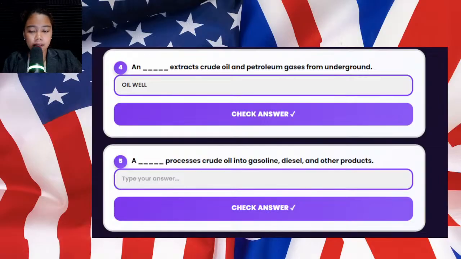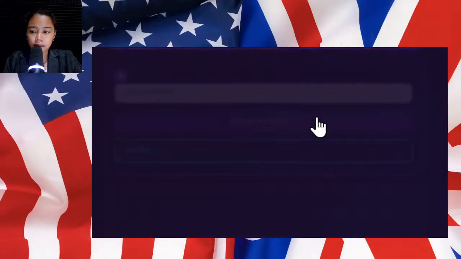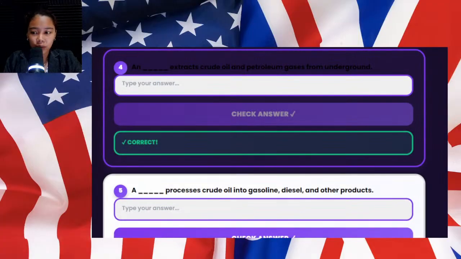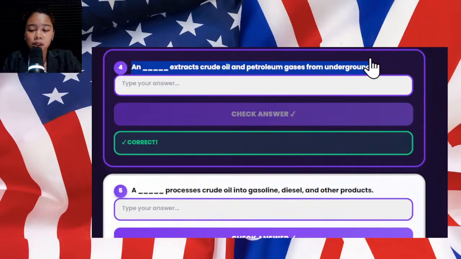Because of course it varies, no? The boring or the hole varies, especially in depth. These wells are fundamental access points for the world's energy supply. They bridge the gap between vast geological formations and the technology used to harvest them. Okay, that is an oil well. So again, let's check our answer. Okay, that is correct. Again, our answer is an oil well extracts crude oil and petroleum gases from underground.